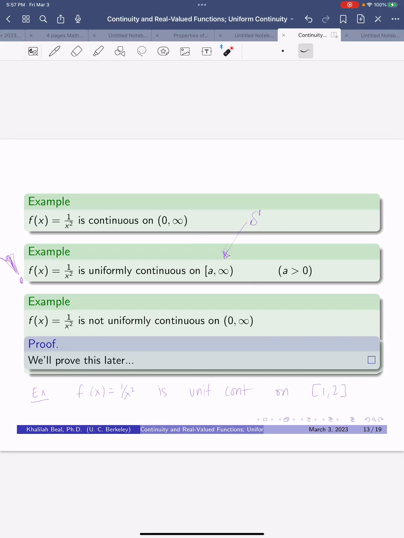Okay, so we are almost done. So we've shown that 1 over x squared is continuous on this open interval from 0 to infinity. And we've shown that 1 over x squared is not uniformly continuous on that open set. The last thing I wanted to do is give you an example where we're proving that 1 over x squared is uniformly continuous on this set right here.